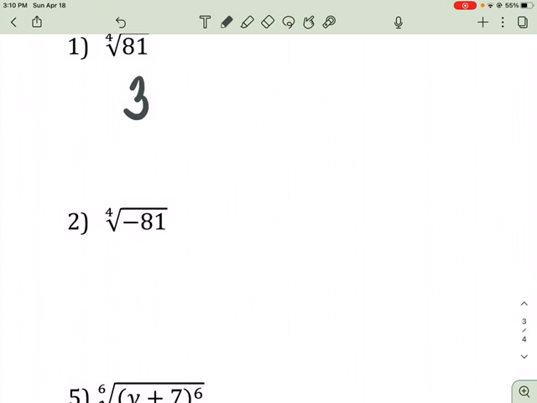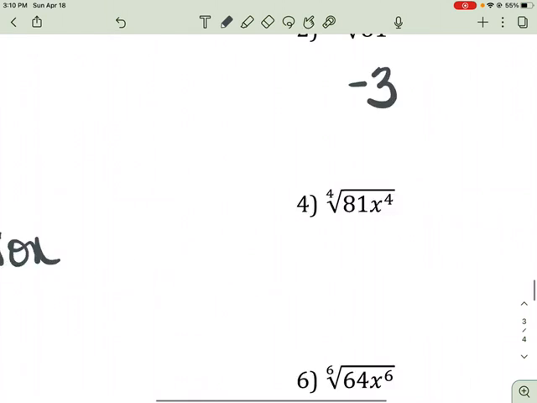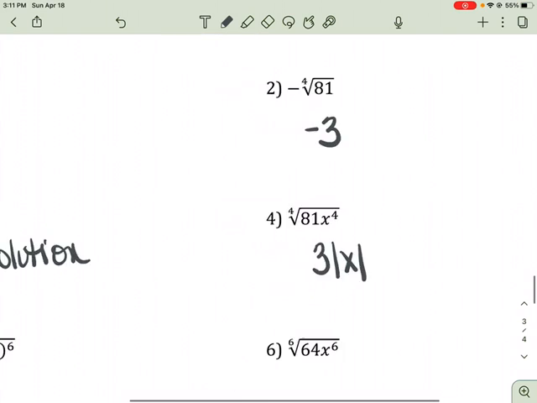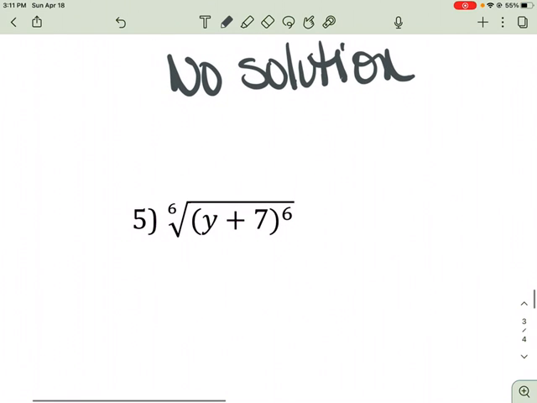Fourth root of negative 81. So we say no solution because it's an even root. Okay. Fourth root of 81 times x to the fourth: the fourth root of 81 is 3, and the fourth root of x to the fourth is x, but I can't guarantee that's a positive number, so I'm going to put some absolute value signs around it.